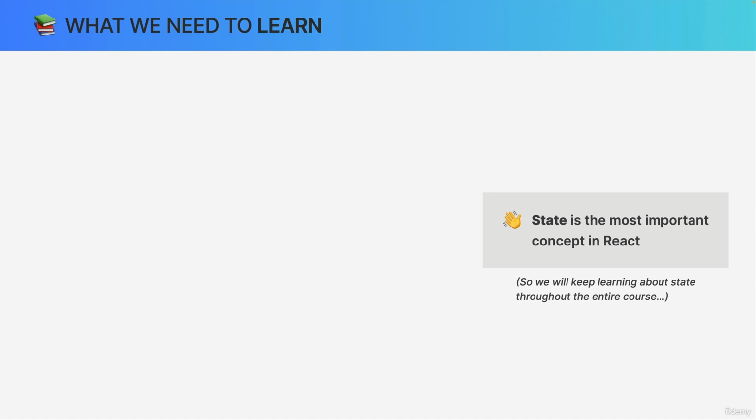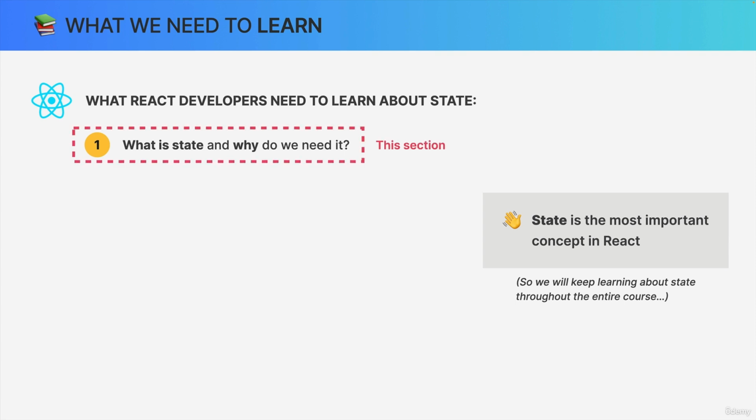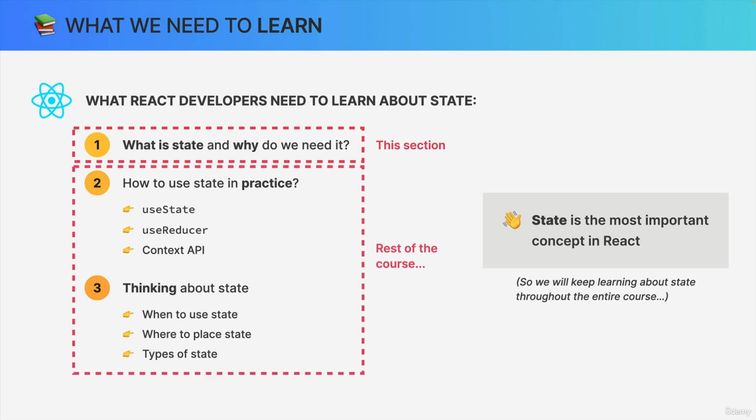Therefore, let's start with an overview of what exactly you will learn about state while going through this course. First, we will learn what state actually is, what it does, and why we need it, which is what this section is all about. Then we need to learn how to actually use state in practice using the useState or useReducer hooks, the context API, or even external tools like Redux. We will also need to deeply understand how to think about state in React. And so these are topics for future sections. Okay, and with this out of the way, we're now ready to learn what state actually is.